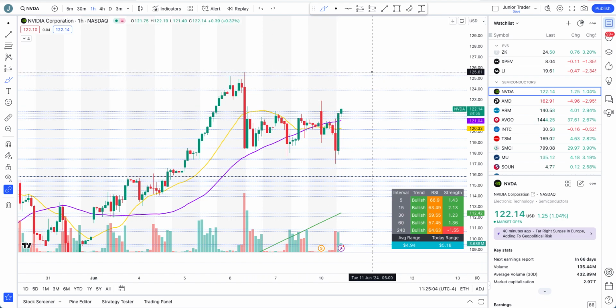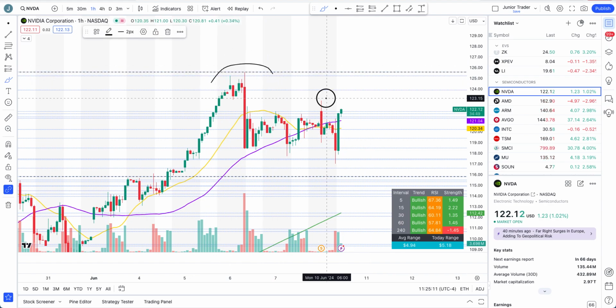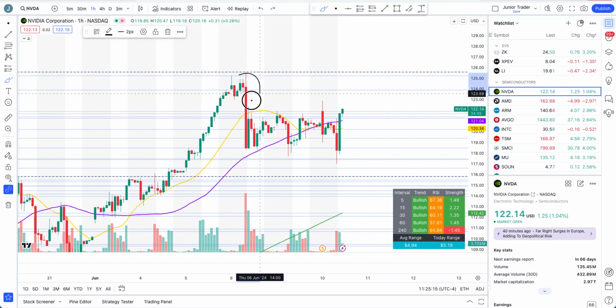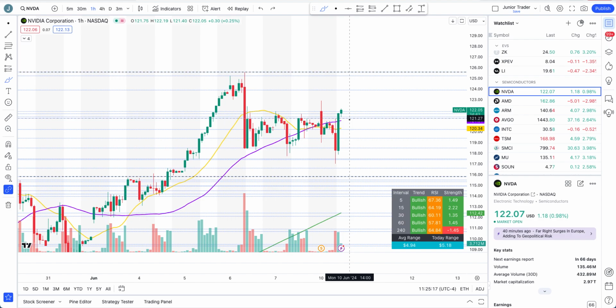And let's see if Nvidia can get to all-time highs at 125.61, because technically I'm not seeing any stronger resistance until then, and then we'll see how the supply zone reacts. But if we break below 121.24 again, things will again be in caution. But remember, structure is still bullish as long as we are above 115.81.